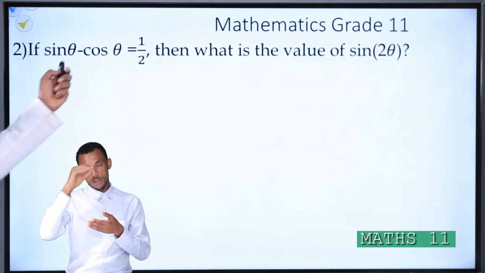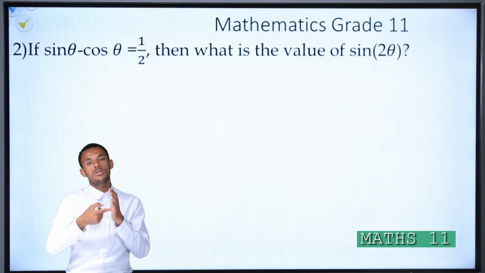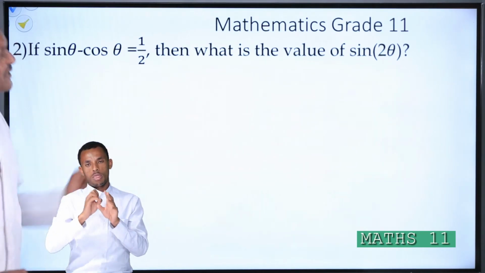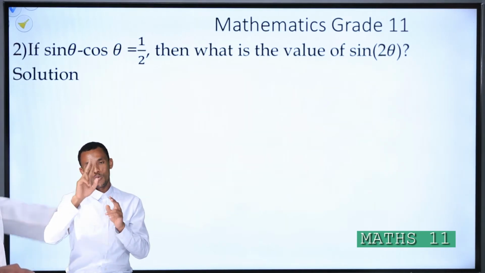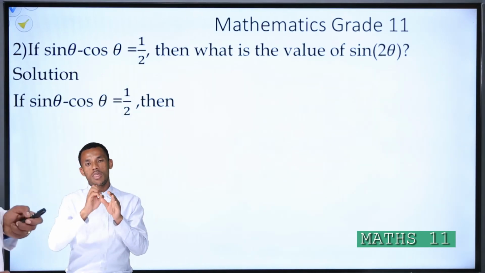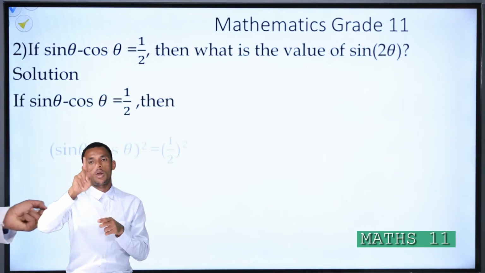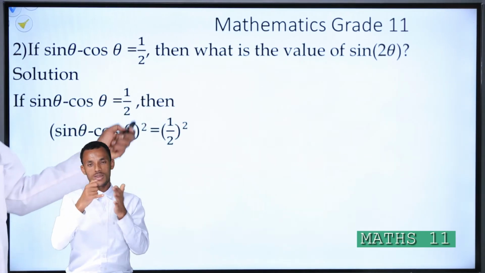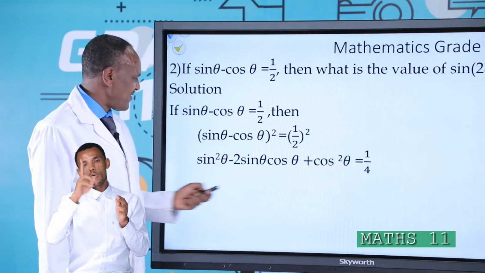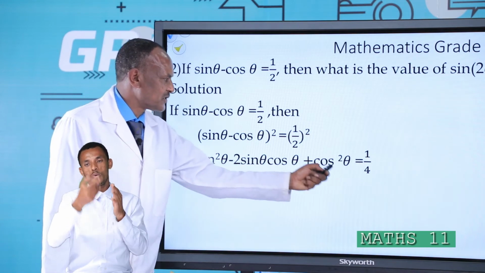The other one: if sine theta minus cos theta is equal to half, what is the value of sine of 2 theta? Sine 2 theta can be found as follows. First, sine theta minus cos theta is equal to half, so square both sides. When I square it, sine theta minus cos theta squared is equal to 1 over 2 squared.